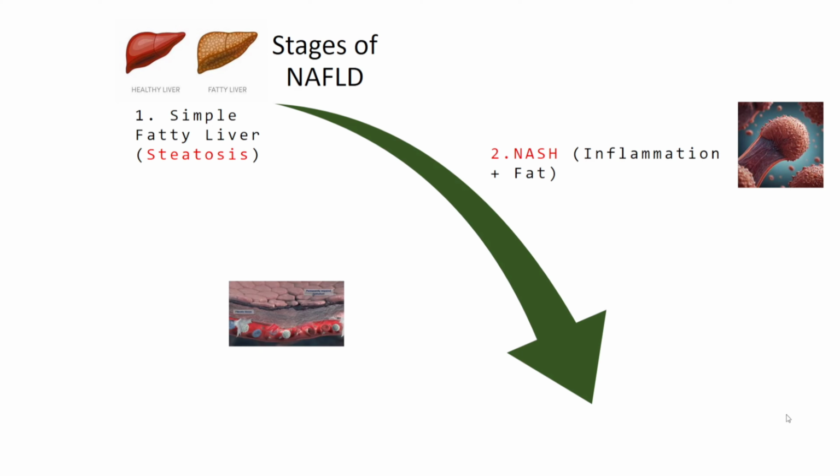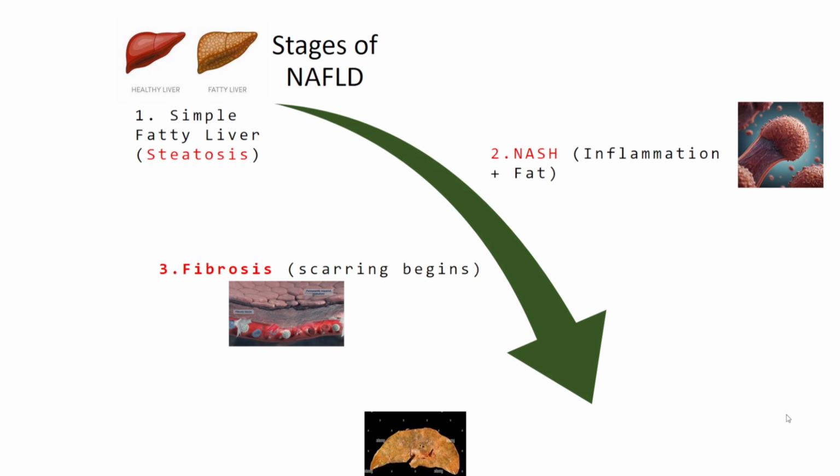If the inflammation continues, it can lead to fibrosis. The liver still functions, but it's under stress. Over time, extensive scarring can result in cirrhosis, the final stage. This is advanced liver damage where the liver becomes stiff, shrunken, and starts to lose its function. Cirrhosis can lead to liver failure or even liver cancer. The stages are hence steatosis, NASH, fibrosis, and cirrhosis, the four stages.